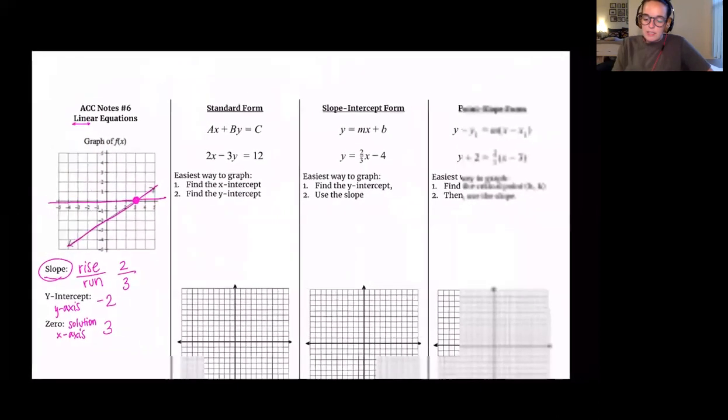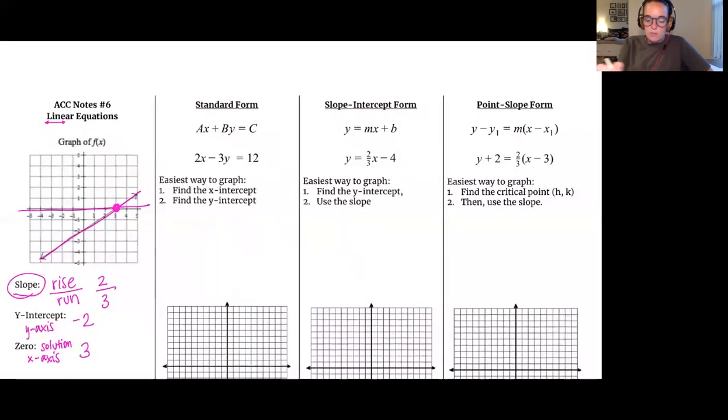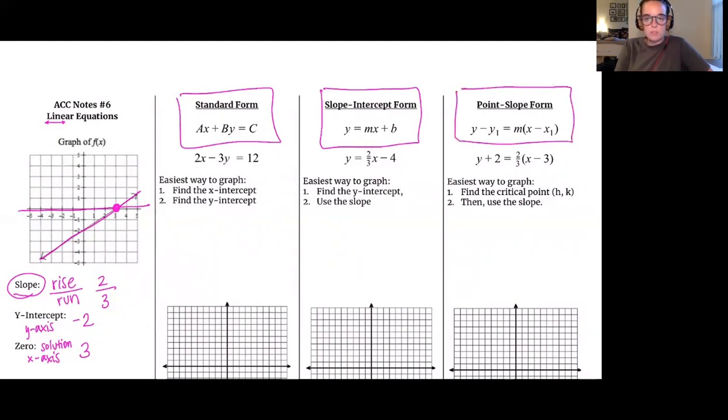We have three separate formats that our equations might come in. We have standard form here, slope-intercept form. That's probably the most common one that you've seen, y equals mx plus b. And then point slope form, which is this version here. That's probably the least familiar version you have. So we'll start with standard form here.